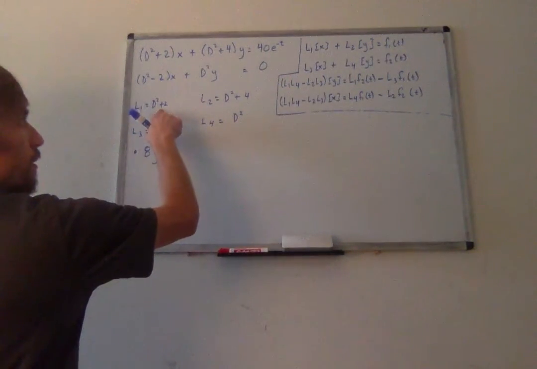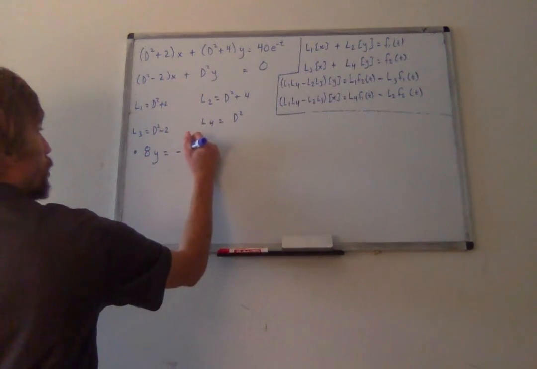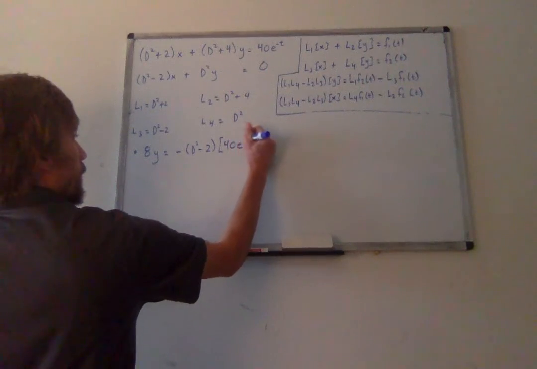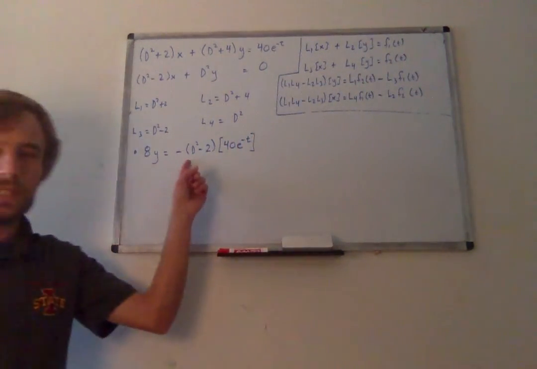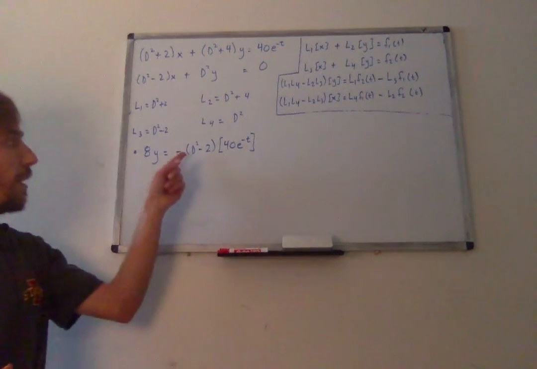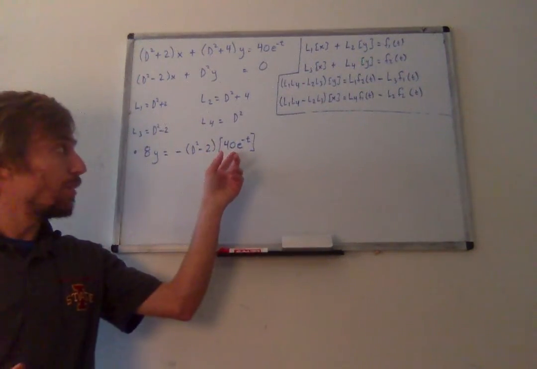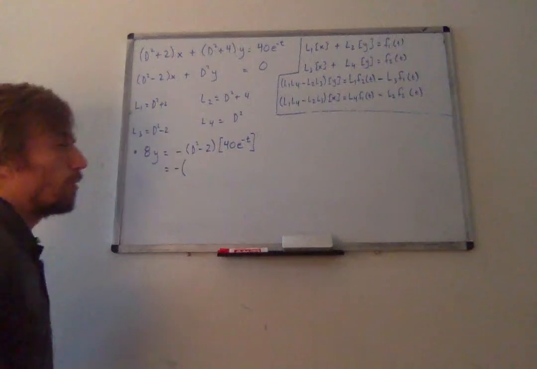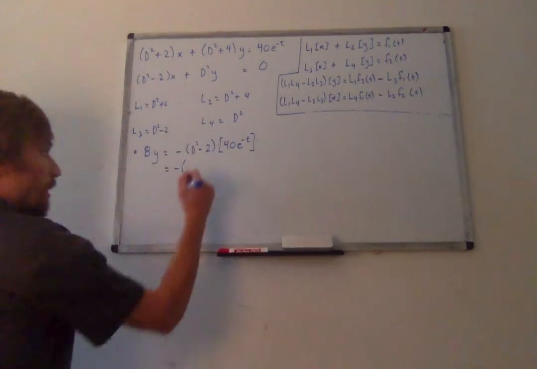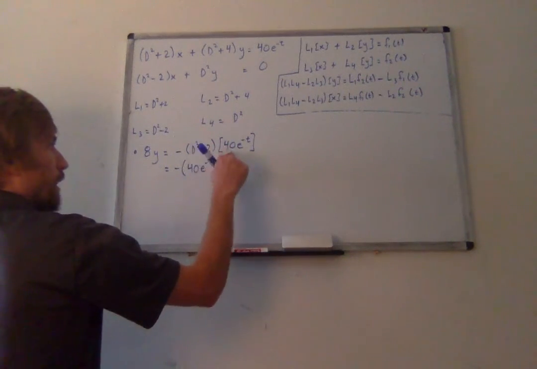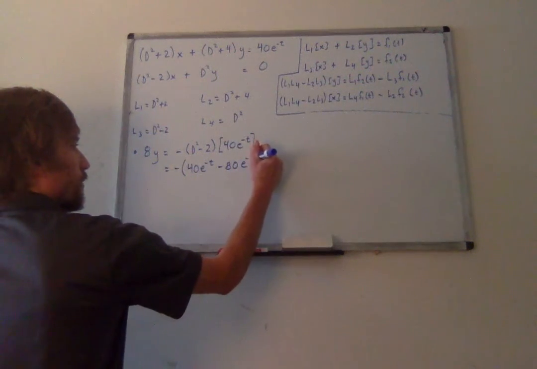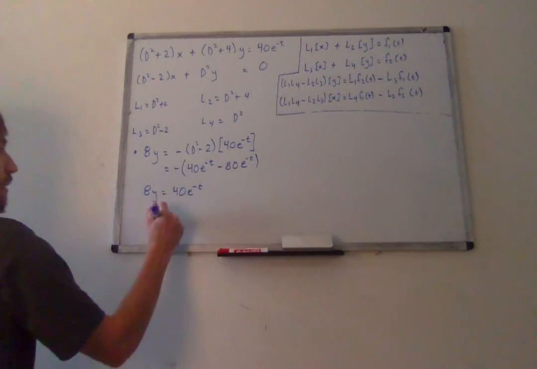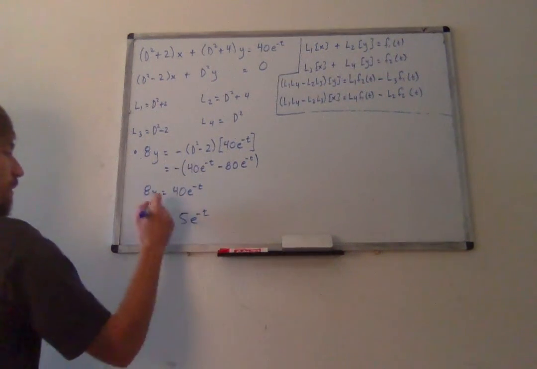This is equal to L1 times F2, but notice F2 is 0. So this would just be negative L3, which is d squared minus 2, applied to 40e to the negative t. What was d squared minus 2 telling us to do again? Yeah, that's right. D squared minus 2 was just telling us to take the second derivative of this and subtract off 2 times this. Well, it turns out the second derivative of 40e to the negative t is just 40e to the negative t. Negative 2 times this is negative 80e to the negative t. So we get 8y is equal to positive 40e to the negative t, once I subtract and cancel out a negative, and y is equal to 5e to the negative t.